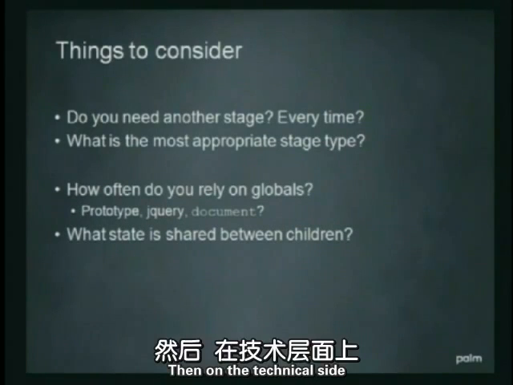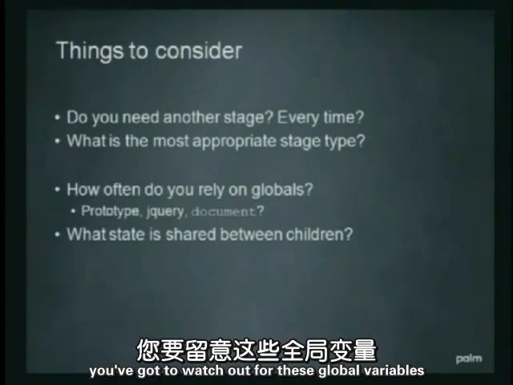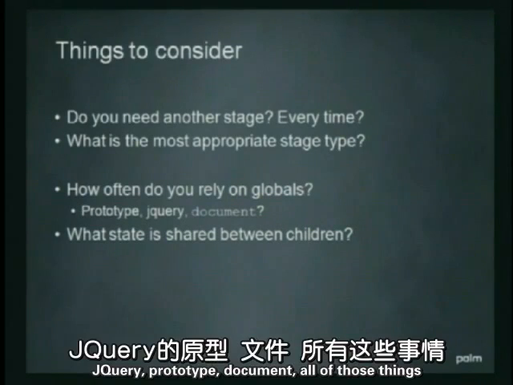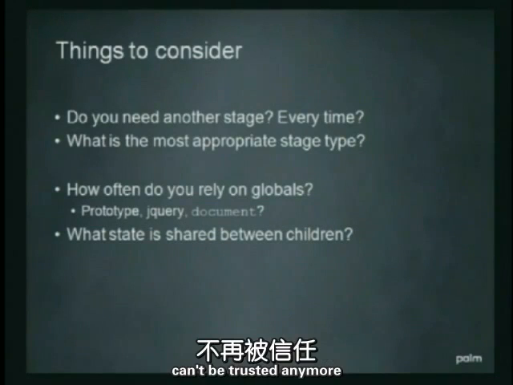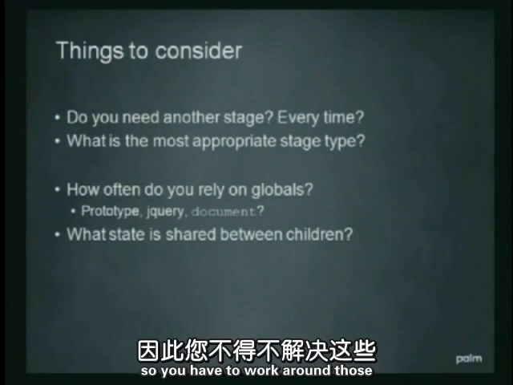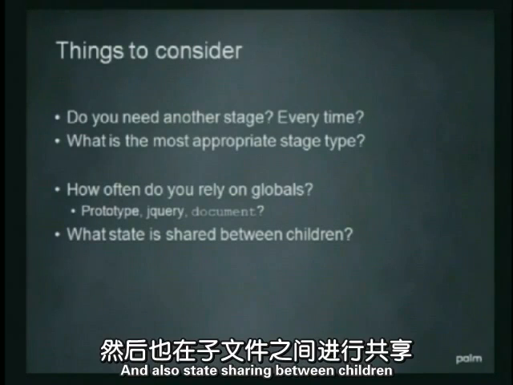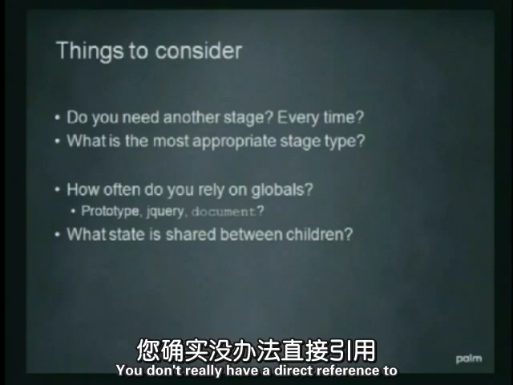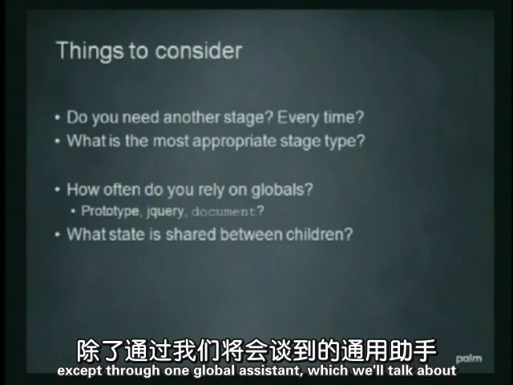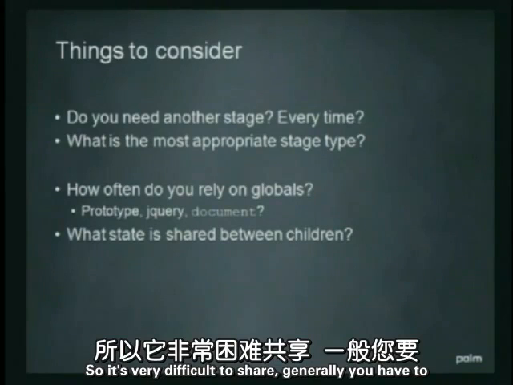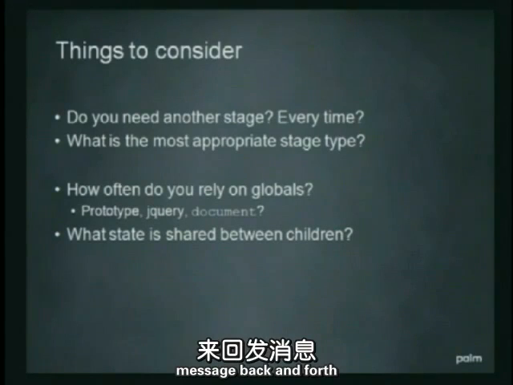And then on the technical side, you've got to watch out for these global variables: jQuery, prototype, document. All of those things can't be trusted anymore, so you have to work around those. And then also state sharing between children. You don't really have a direct reference to all of your different cards except through one global assistant, which we'll talk about. So it's very difficult to share. Generally, you have to kind of message back and forth.